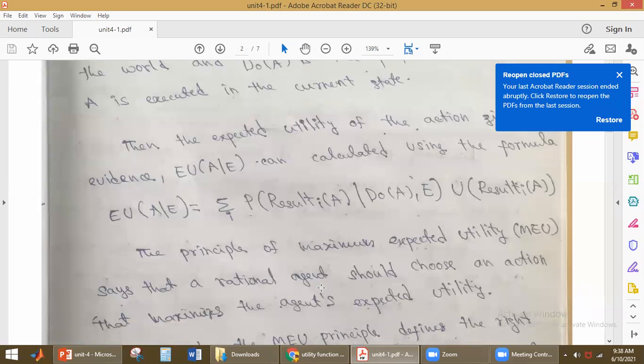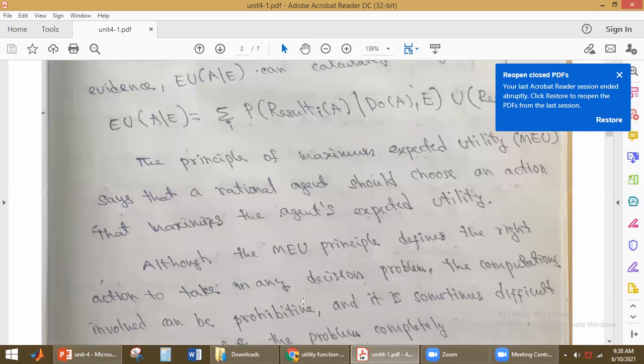Now, what is the principle of maximum expected utility? The principle of maximum expected utility is that a rational agent should choose an action that maximizes the agent's expected utility. So which action is to be considered here? That which has the maximum expected utility, meaning the action giving the maximum utility value. That particular action will be considered here.